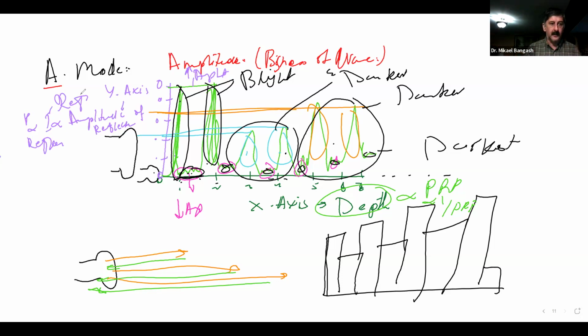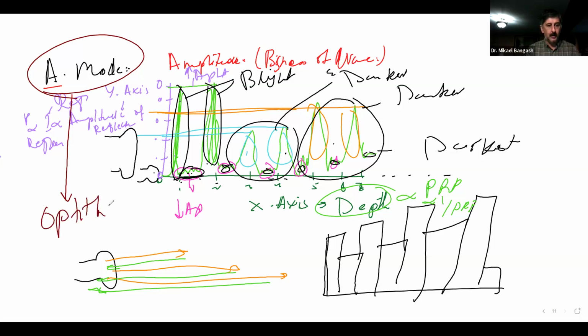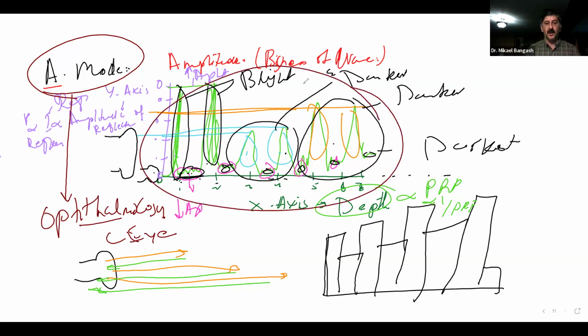Now, as I said the other day, we don't have this mode here on our systems. And why? Mainly because this A mode, as we know it, is mainly used for ophthalmology, which is if you need to scan, let's say, the structure of the eye. Did that make sense? Okay.